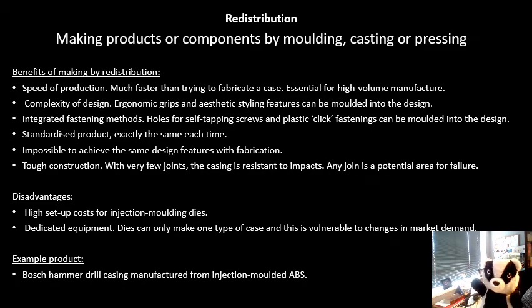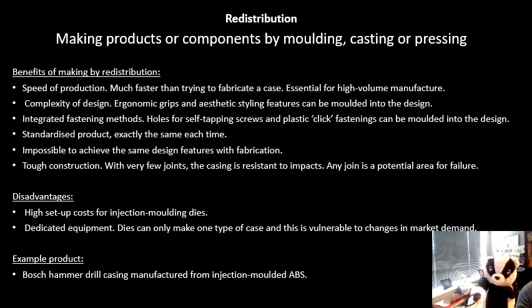So I'm going to look at different manufacturing processes. In fact, there are only 3 different ways of manufacturing products. First one we're going to look at here is redistribution. This is where you start with some material and we change its shape and it turns into something else.